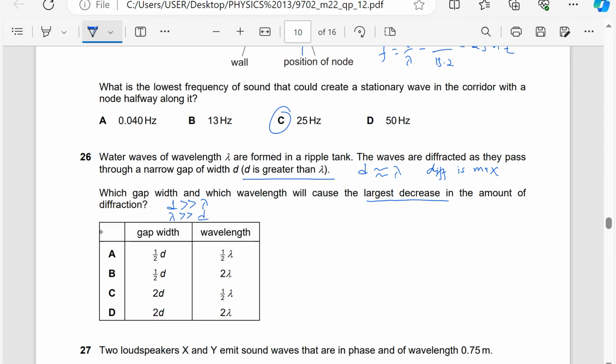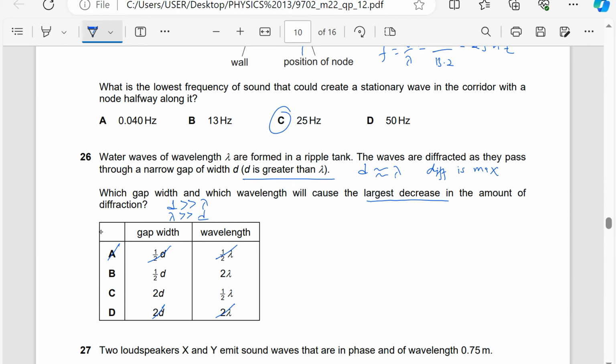If D is very close to lambda, we know that the diffraction is maximum. So let's first eliminate that. Gap width half lambda, wavelength half lambda. This one is going to give maximum diffraction. So this is out. Gap width twice D, wavelength twice lambda. If they are approximately equal, then that will give maximum diffraction.